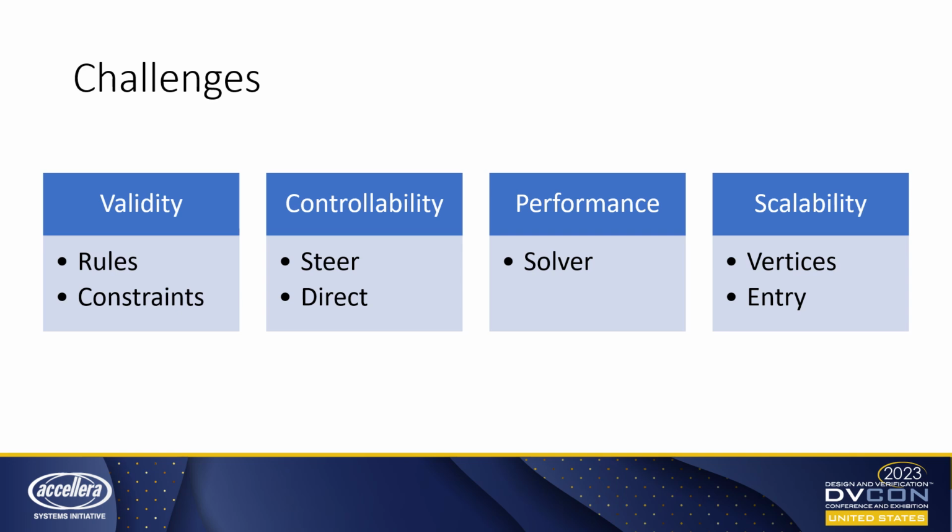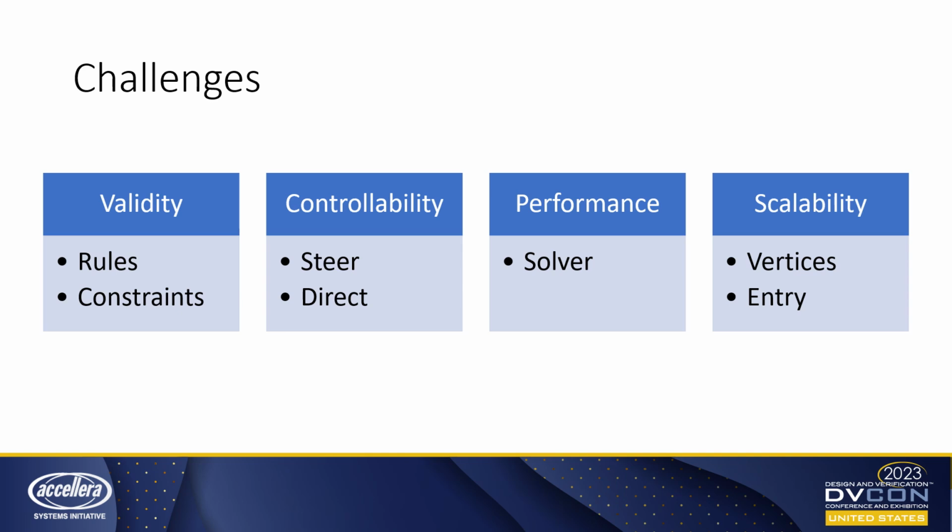So we should be able to steer the randomization to hit certain corner cases or simply direct it to produce a particular kind of tree. In terms of performance, this constraint solver should be able to produce a solution in a reasonable amount of time.